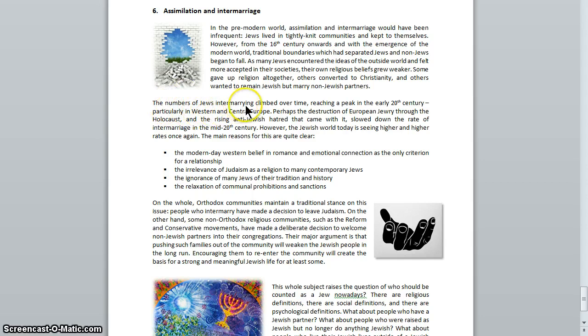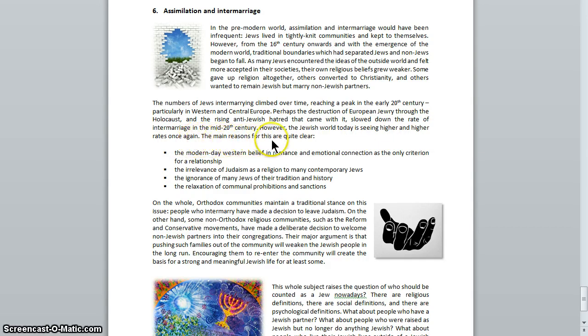The number of Jews intermarrying climbed over time, reaching a peak in the early 20th century, particularly in Western and Central Europe. Perhaps the destruction of European Jewry through the Holocaust and the rising anti-Jewish hatred that came with it slowed down the rate of intermarriage in the mid-20th century. However, the Jewish world today is seeing higher and higher rates once again.